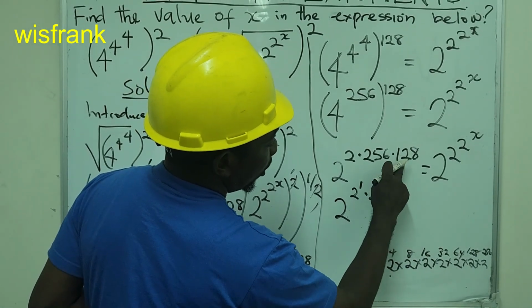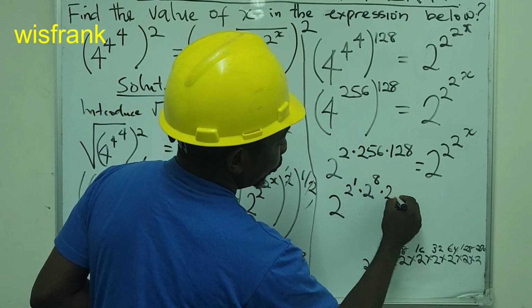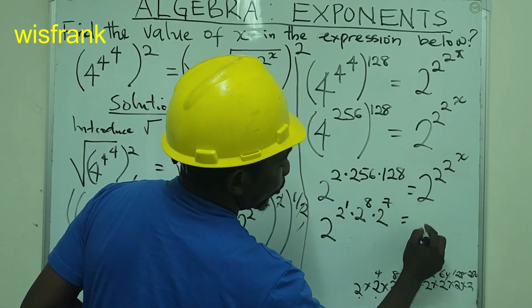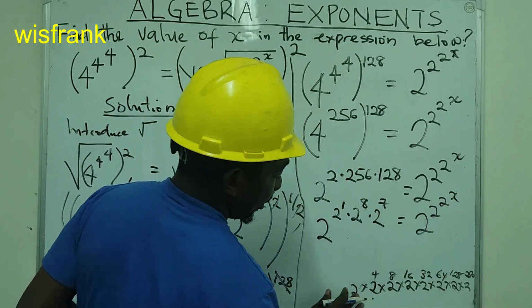So the next one is 128, which is 2 raised to the power of 7 equals to, then we bring this one down. So you have 2 raised to the power of 2 raised to the power of 2 raised to the power of x.